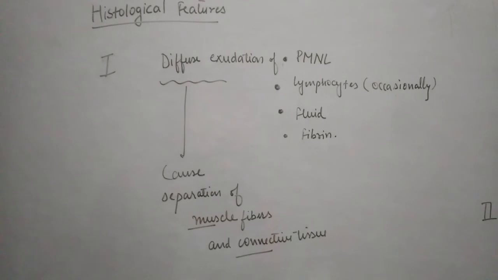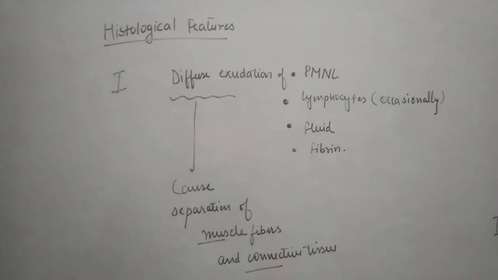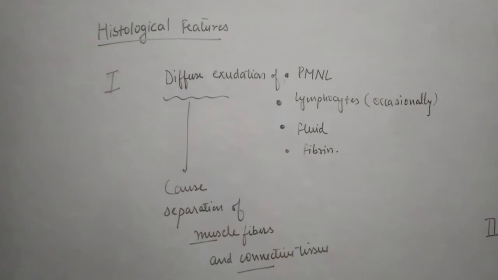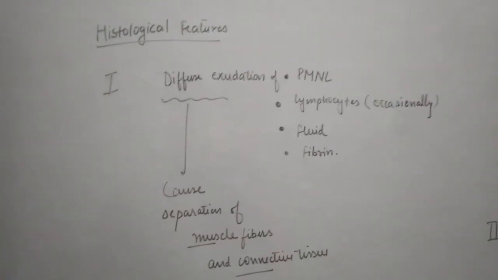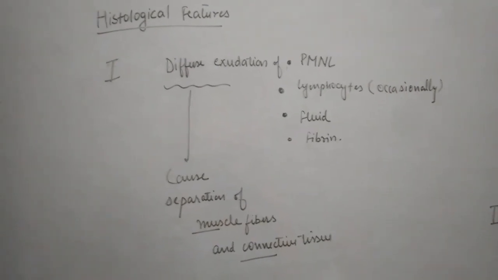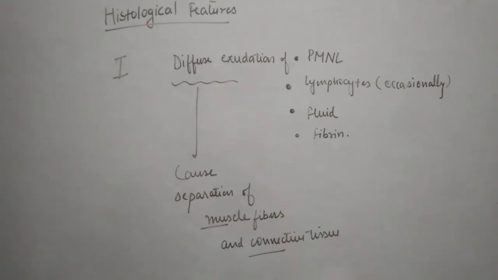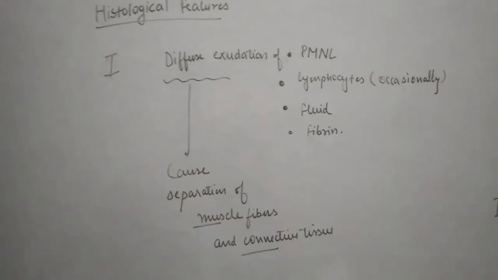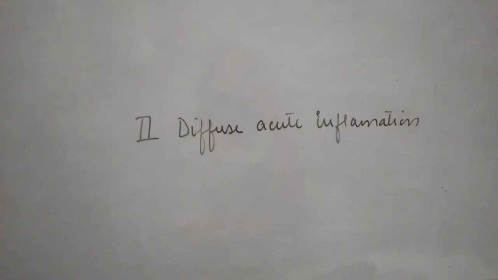Now if we are going to see the histological features, when we see a section of cellulitis through a microscope, we will see diffuse exudation of polymorphonuclear leukocytes. Along with this, occasionally lymphocytes are also seen. There is some serous fluid as well as fibrins. Now, this diffuse exudation can cause separation of muscle fibers and connective tissue. Secondly, there is also the presence of diffuse acute inflammation.